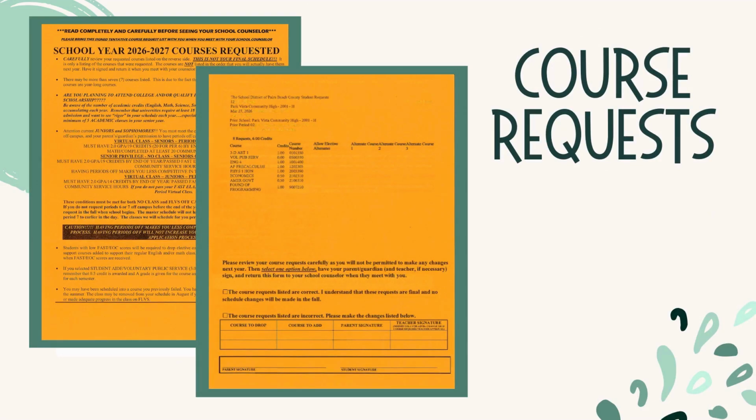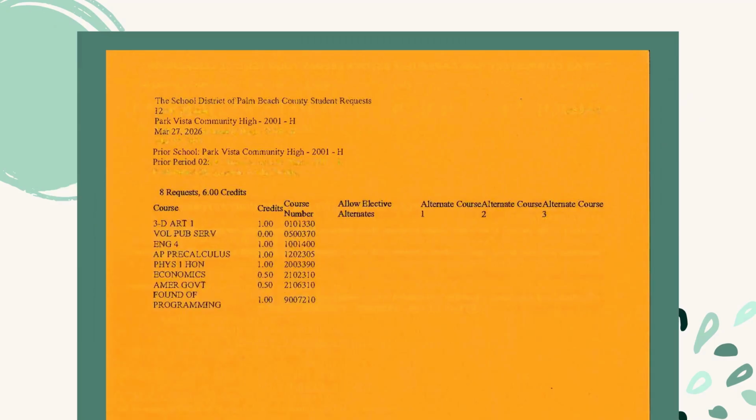You received a bright orange copy of the courses you requested on your course selection sheet with an explanation on the reverse side. Review the course list very carefully to be sure that all of the classes are correct. You will bring this paper with you to your meeting with your school counselor.